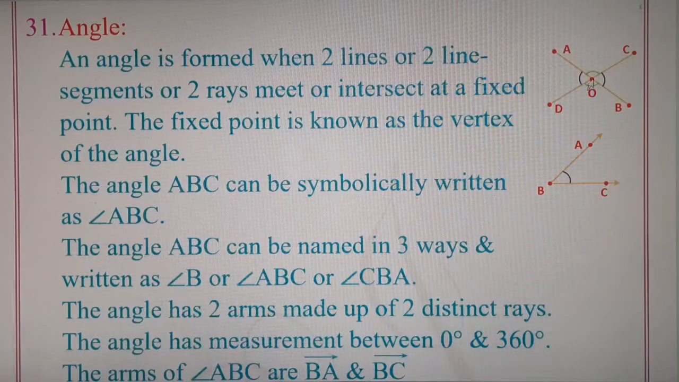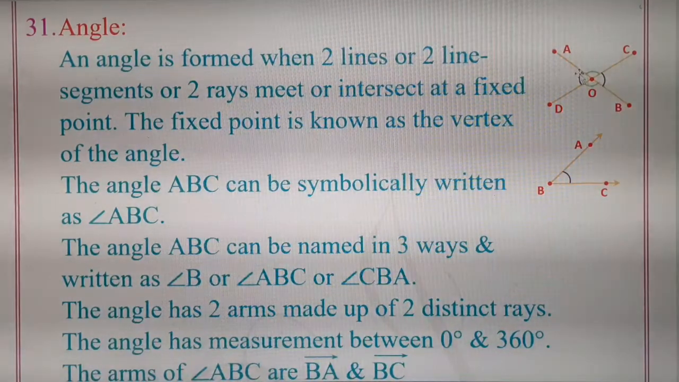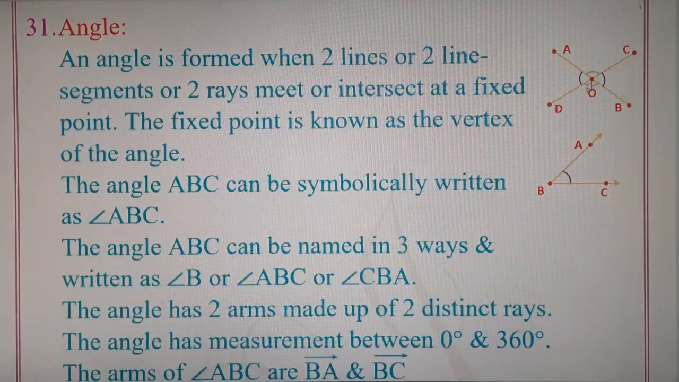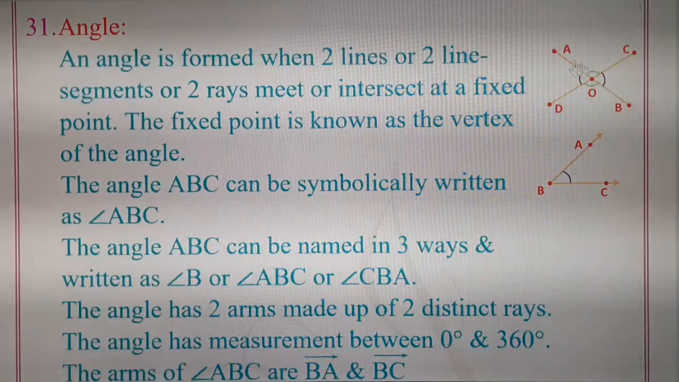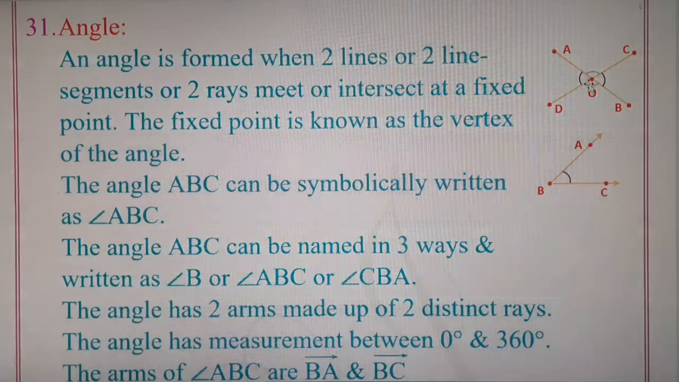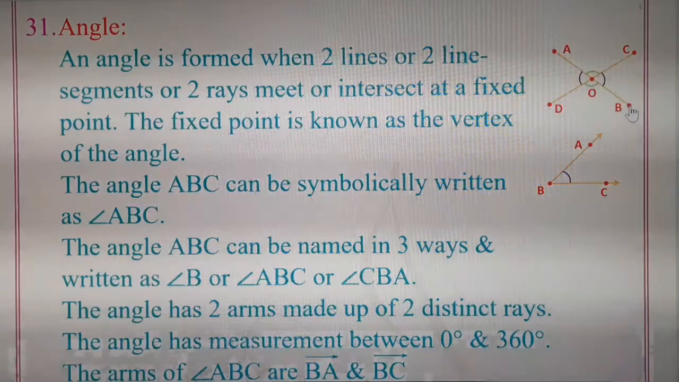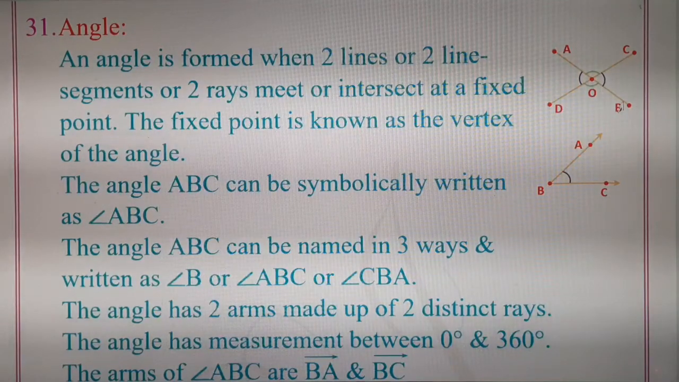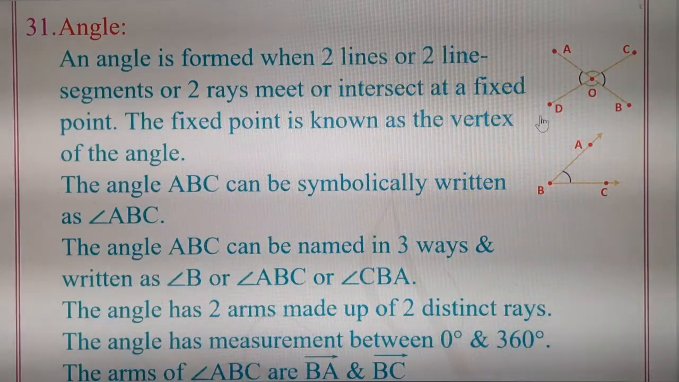The intersecting point is known as the vertex of the angle. In this particular diagram, two line segments are intersecting each other at point O. Line segment AB and line segment CD are intersecting at point O, and we get four different angles. The angles are angle AOC, angle BOC, angle BOD, and angle AOD.